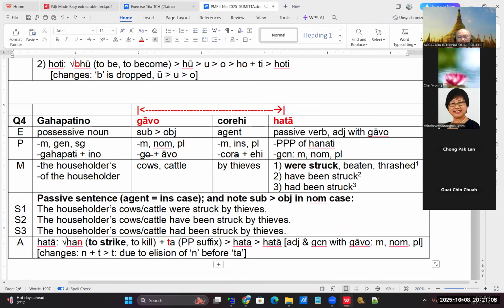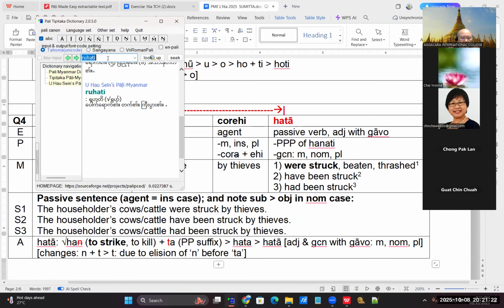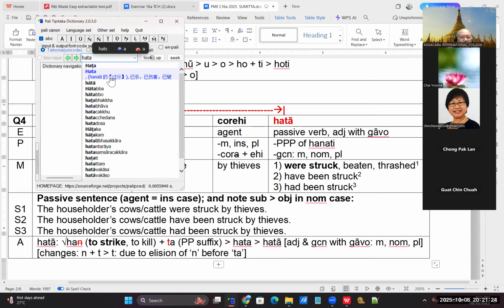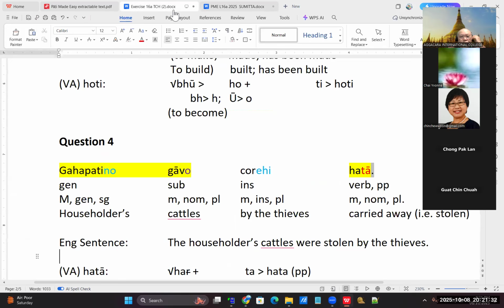I showed three ways. This way you put "struck". Actually the meaning is beaten, crushed, struck. So I use "struck" because it is the contextual meaning. But you want us to increase the vocab, right? Don't show, destroy. Then we highlight. You put "carry away, stolen".